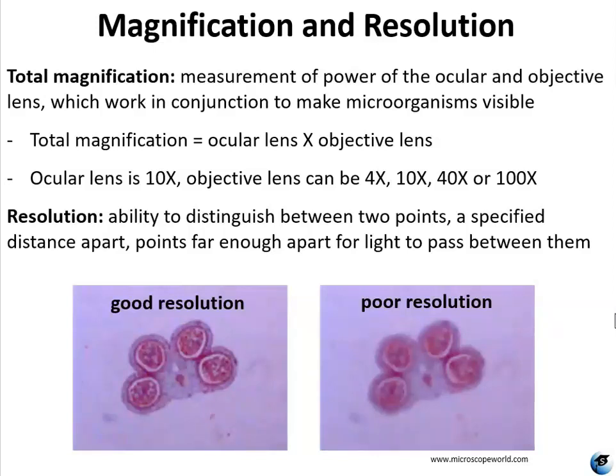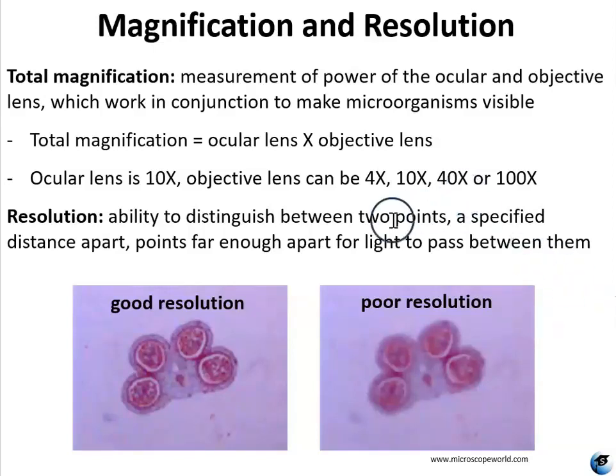Some scopes have them as low as 4x. For microbiology labs, I generally have students start at 10x. And then there's also 40x and 100x objectives. So if you're looking through a microscope that has the objective set to 40x and the ocular is 10x, then that means the total magnification is 400x. And magnification really is just making something bigger. If you want something to be focused, well, that is actually resolution. Resolution is the ability to distinguish between 2 points, a specified distance apart, but far enough for light to pass between them.